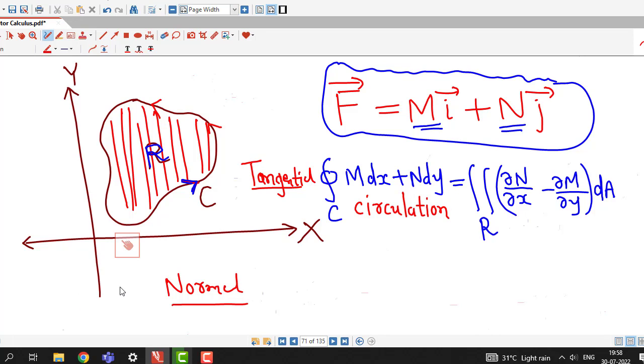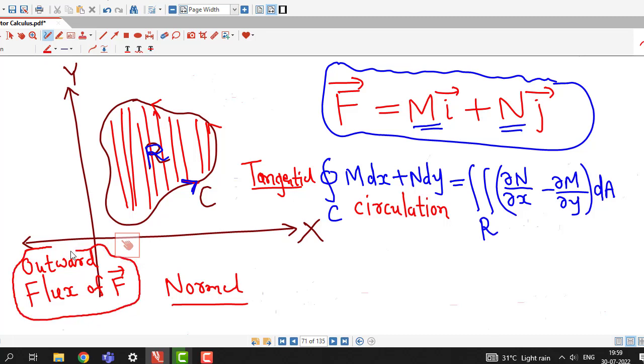Whenever you are asked to find the circulation of a given vector field, you have to use the tangential form of Green's theorem. And whenever you are asked to find the flux or outward flux of a vector field, then you have to use the normal form of Green's theorem, which we are going to discuss in this session. So the normal form is used whenever the question asks us to find the outward flux of a given vector field f bar, and if they ask to find the circulation, then we will use the tangential form.